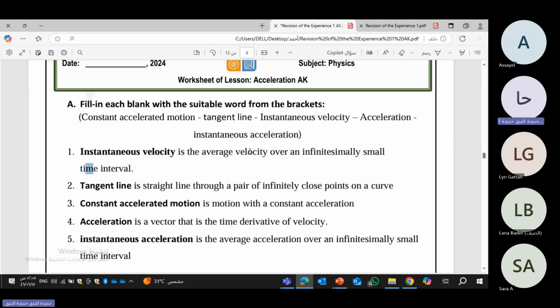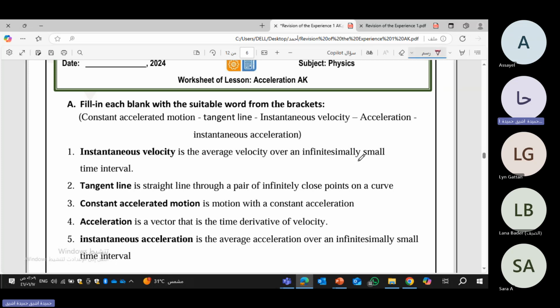At a small time, you are finding the average velocity. We call it instantaneous velocity at a specific time. The tangent line is a straight line. You have to draw it at a point, and then draw a straight line on a curve.